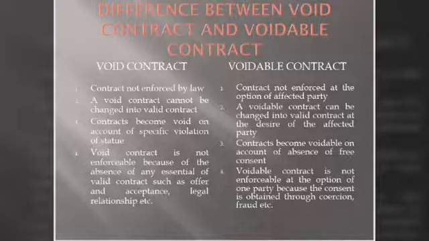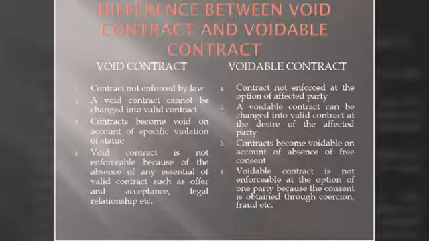Then the third difference is that a contract becomes void on account of specific violation of the statute. If you are not following or fulfilling the rules and regulations, then the contract will become void. In case of voidable, the contract becomes voidable on account of absence of free consent. That is, a void contract becomes void if you are not following any one of the essentials of a contract, whereas a voidable contract will become voidable if there is no free consent. If the essential, free consent, is not present, then it is a voidable contract.